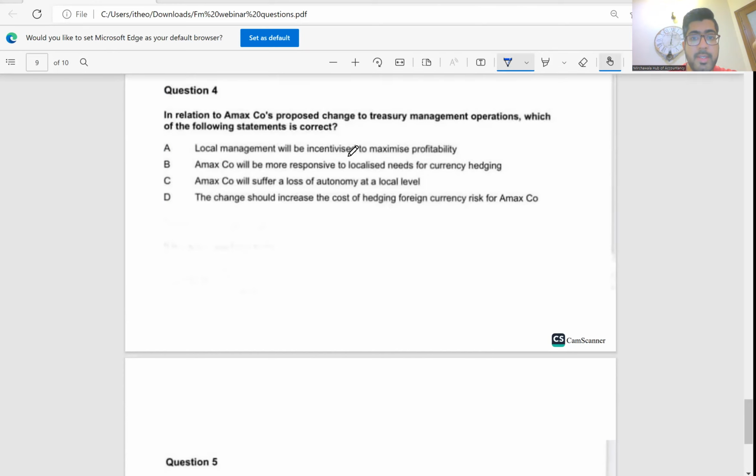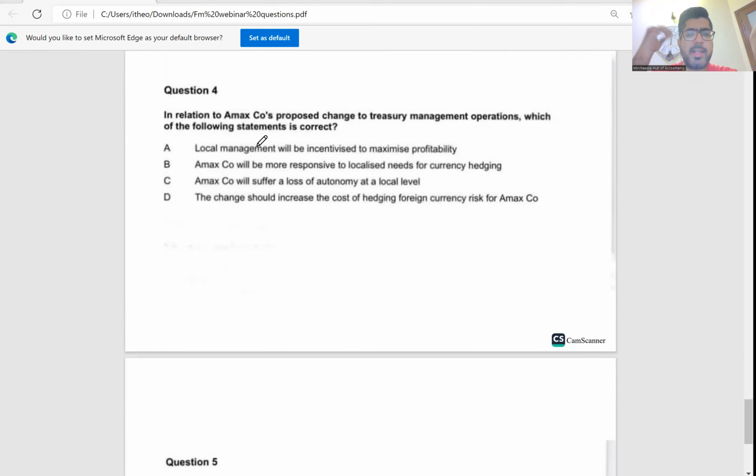Local management will be incentivized to maximize profitability. You are not understanding the statement. When you are going to centralization, local management doesn't have power. So wrong. Amex will be more responsive to localized needs. No. When you're going towards centralized, head office has the powers. You won't be responsive to local needs because the power now is not at local level, it's at head office level. Amex will suffer loss of autonomy at local level.